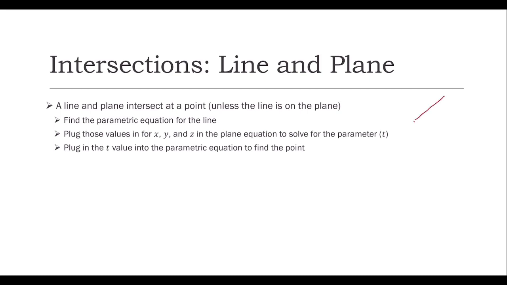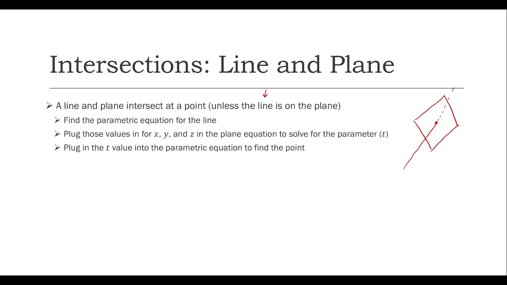So it would be something like this. You'd have a plane and then a line that goes through the plane. So we want to find that point where the line hits the plane. A line and a plane intersect at a point, unless the line is on the plane, then the entire line would be the intersection.